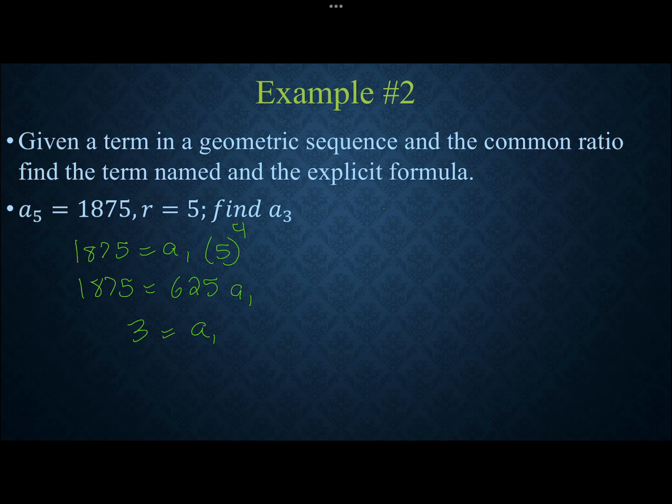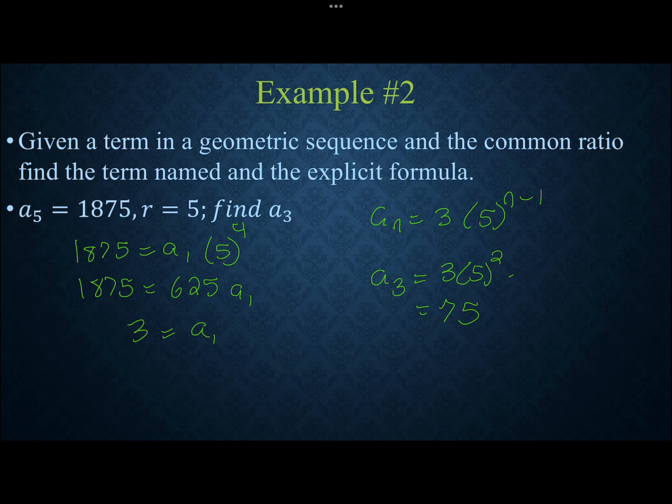Which means our explicit formula, an, is just simply 3 times 5 to the n minus 1 power. So if we want to find a3, we're now plugging in 3 for n, so it's 3 times 5 squared, which will give us 75. So that's all we're doing if we have to work backwards.